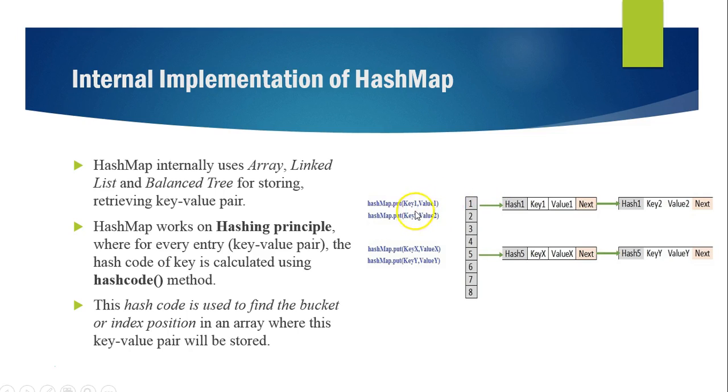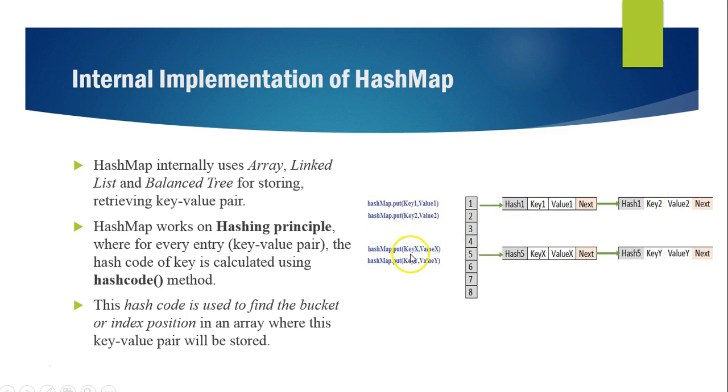Now when we try to insert another key value pair, say key 2 and value 2, then we will find the hash code corresponding to key 2 and say this is also pointing to index position 1. In that scenario, in the next node of this linked list, we will store the second key value pair, that is key 2 and value 2.